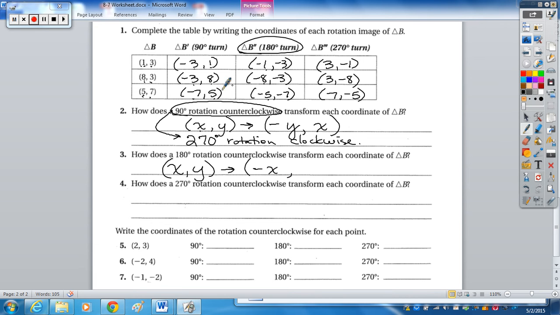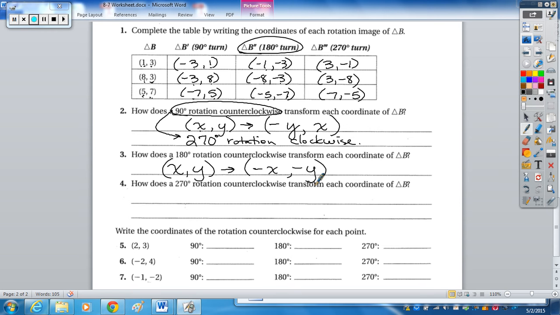We have 3, -3, 3, -3, 7, -7. This will be the negative y value. It's the complete opposite, which should make sense to you. If we're doing a 180-degree rotation, it's going to be on the complete opposite side of the graph.